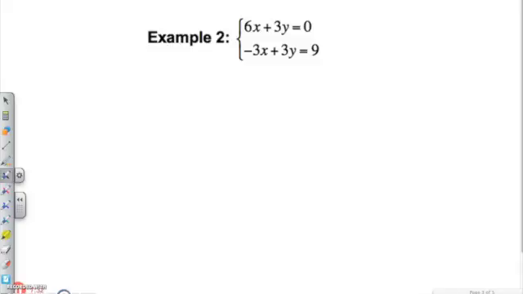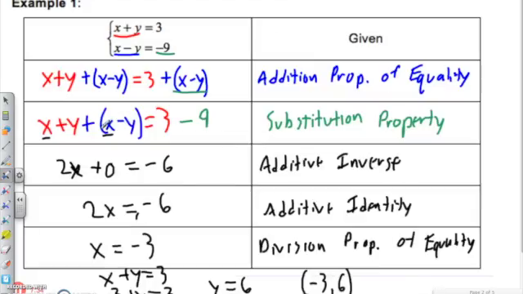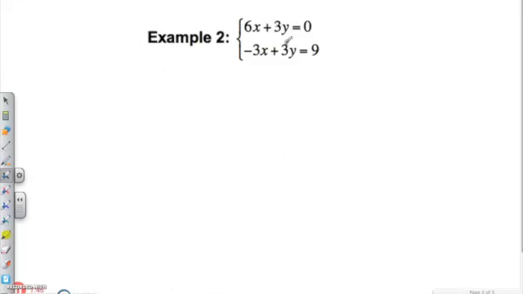Now if you remember from our proof, the way that things canceled out is when we were adding a positive number to the same number that just had a negative sign in front of it. So I'm going to look at these. My 3y's are pretty close to each other. The only difference is that they're both positive, unlike in the other example where one was positive and one was negative. So what we are going to do is take one of these equations, and it doesn't matter which one. I'm just going to multiply this by a negative 1 to change the equation.